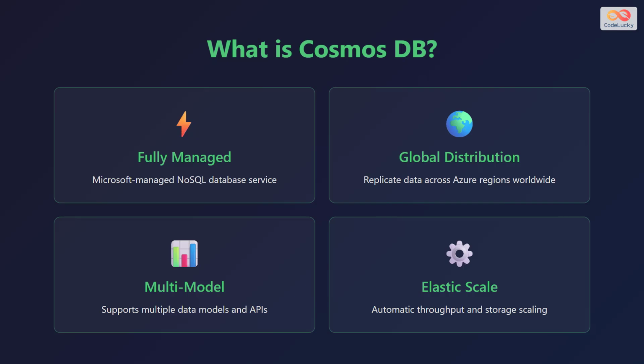Let's understand what makes Cosmos DB special. First, it's a fully managed service, meaning Microsoft handles all the infrastructure, maintenance, and updates for you. It offers global distribution, allowing you to replicate your data across Azure regions worldwide with just a few clicks. As a multi-model database, it supports multiple data models and APIs, giving you flexibility in how you structure and query your data. Finally, it provides elastic scaling, automatically adjusting throughput and storage based on your application's needs.